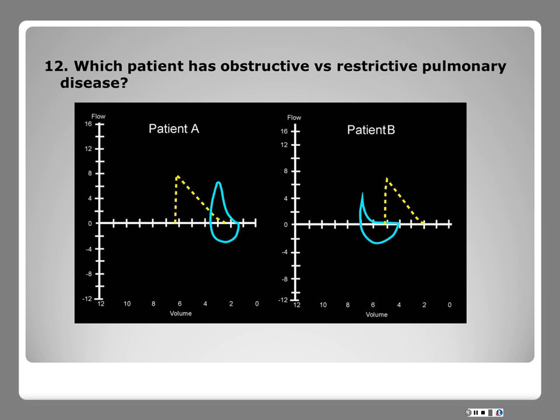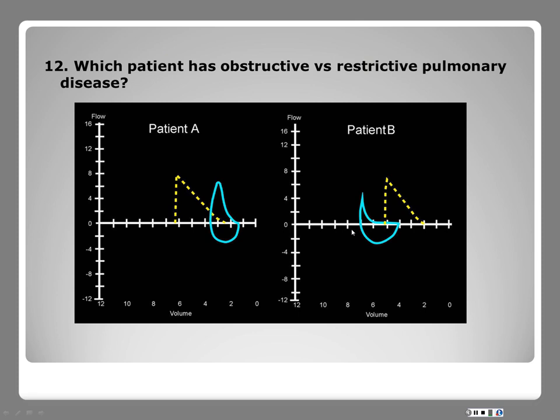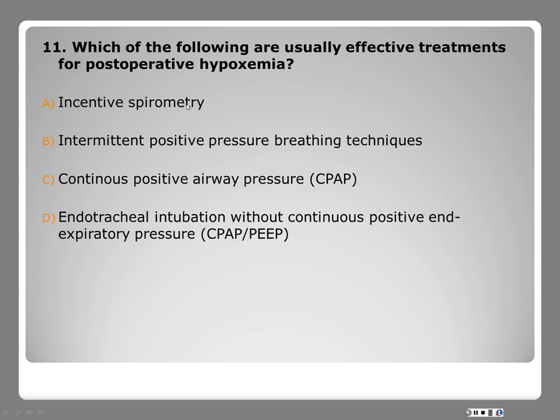Which patient has obstructive versus restrictive pulmonary disease? Patient A, this here, compared to normal, that's restrictive, right? And then classic obstruction. So we had that right. Oh, I had two options in 11. Trick question, and I didn't even remember, so. Usually effective: A and C. Oh, this sounded good too, though. But okay, good question.